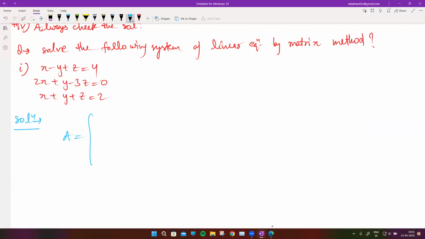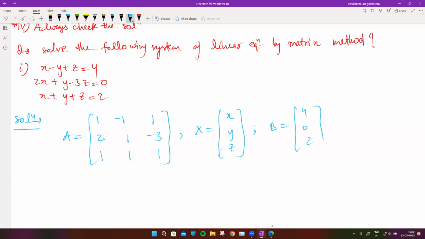A is the coefficient matrix. So it should be 1, minus 1, and 1. 2, 1, and minus 3. And then 1, 1, 1. Right. We also have X, which is x, y, z. And we also have B. B is 4, 0, 2.